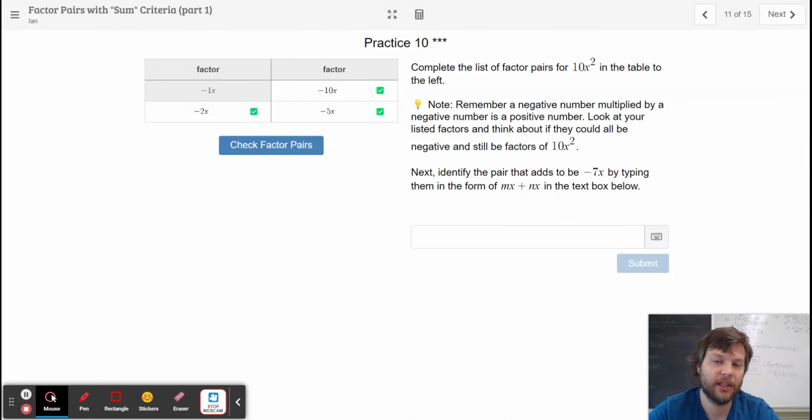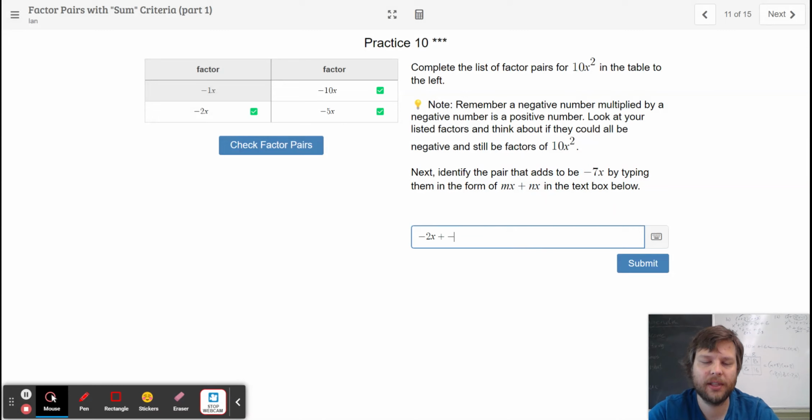Multiply to be positive 10x squared. And the only reason I tried a negative here is because they gave me a negative at the beginning. And if you look down here, they asked me to find the pair that adds to be negative 7x. And so that would be negative 2x plus negative 5x.